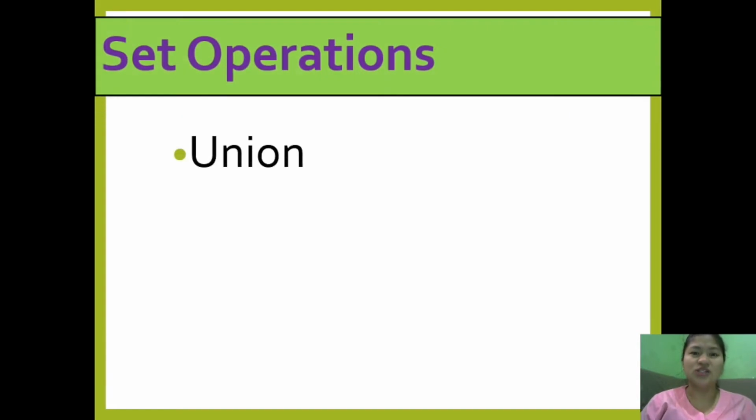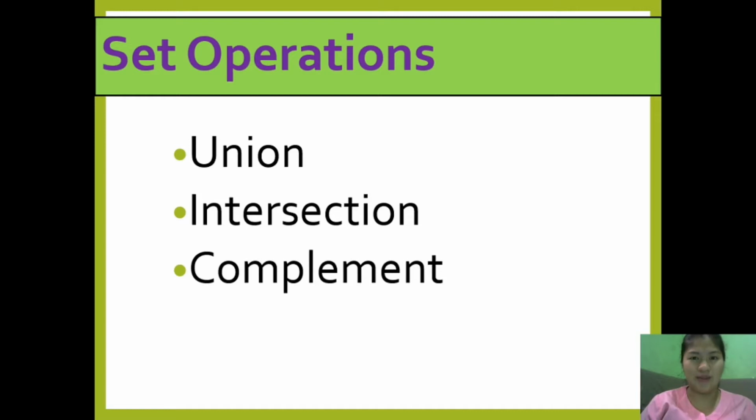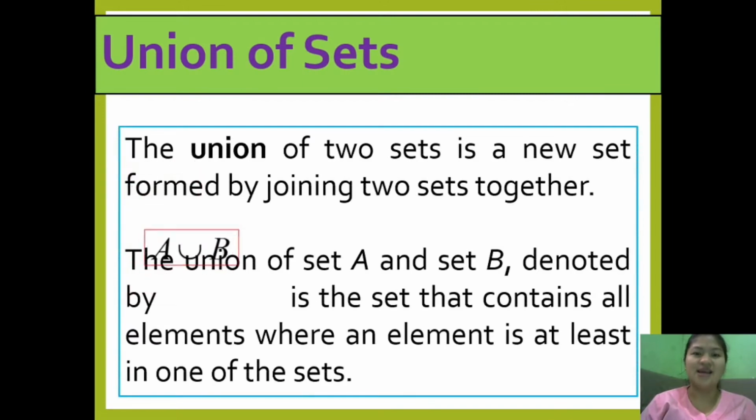So what are the different set operations? So we have the union, the intersection, the complement, and the difference. To start with, here are the mathematical definition of each operation. The union of sets. So the union of two sets is a new set formed by joining two sets together. So the keyword here is joining.